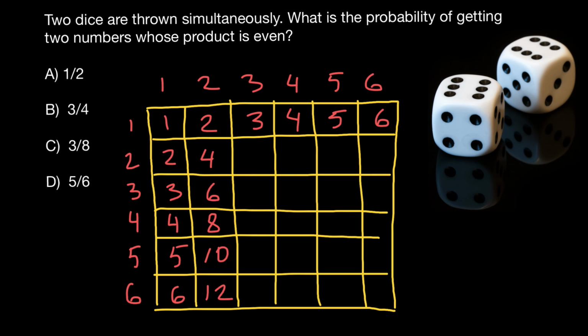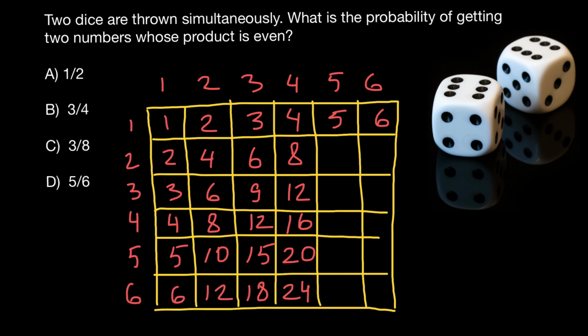2 times 3 is 6. 3 times 3, 9. 4 times 3 is 12. And 5 times 3 is 15. And 6 times 3 is 18. And 2 times 4 is 8. 3 times 4, 12. 4 times 4, 16. 5 times 4, 20. And 6 times 4, 24.